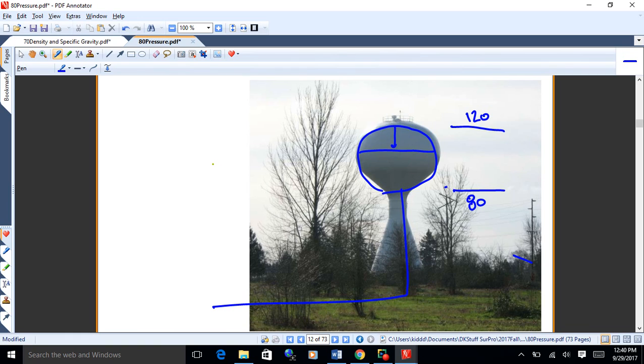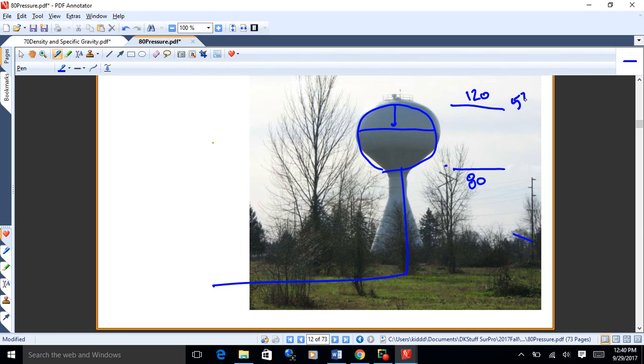Let's see what we got. So we got 120. So that's about 52 psi here. Something like that. So they do that on purpose, and they plan that out. They're looking for a certain range of pressure, so the tank high will be the upper range and low will be the bottom range.